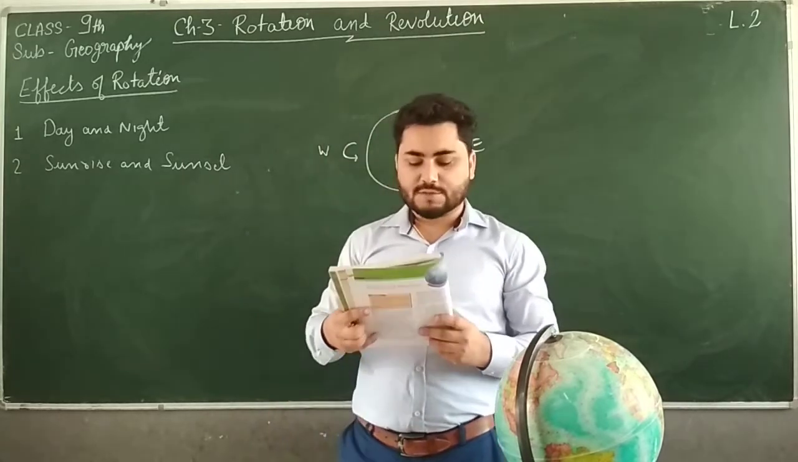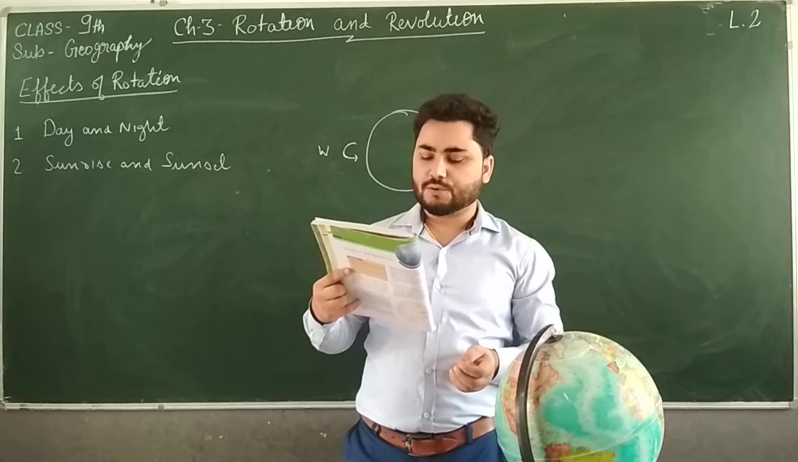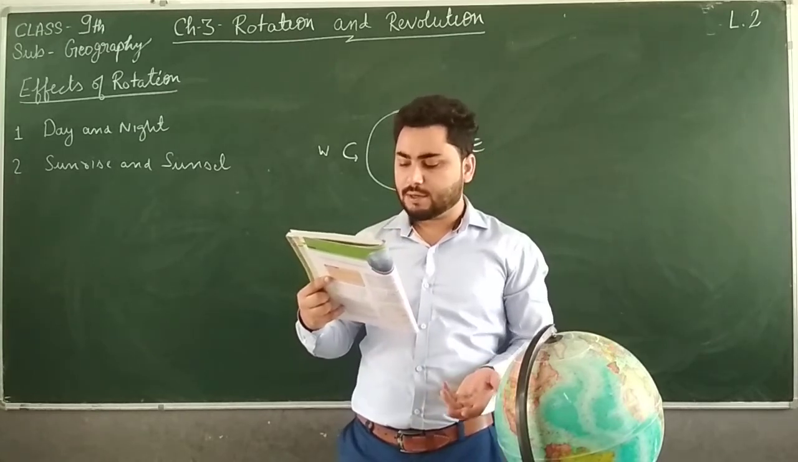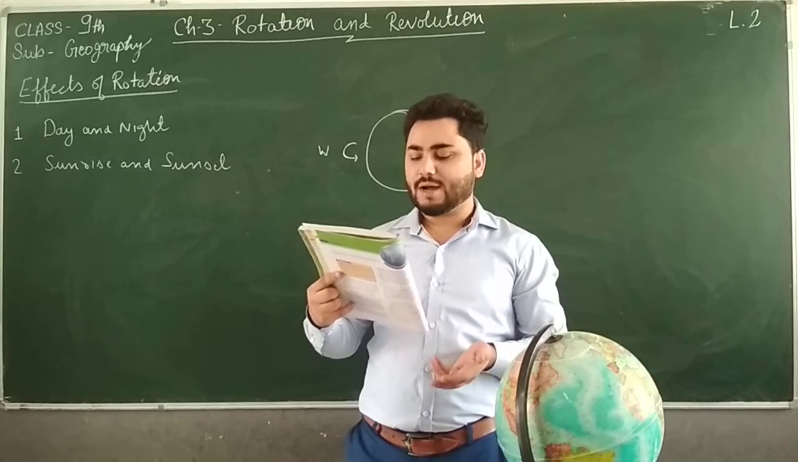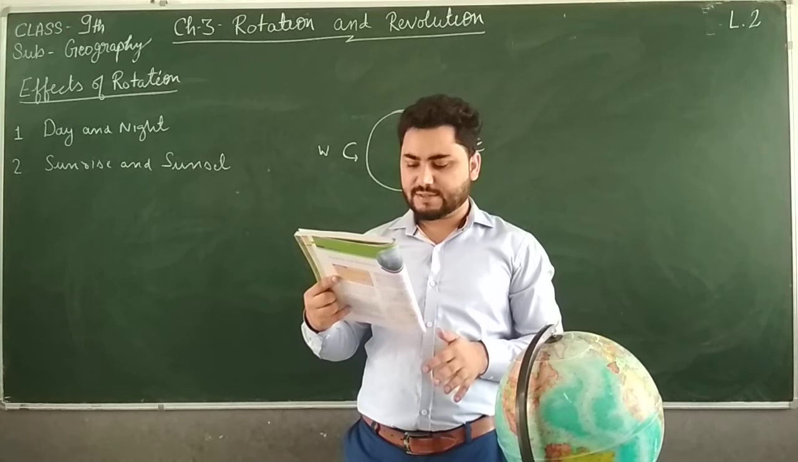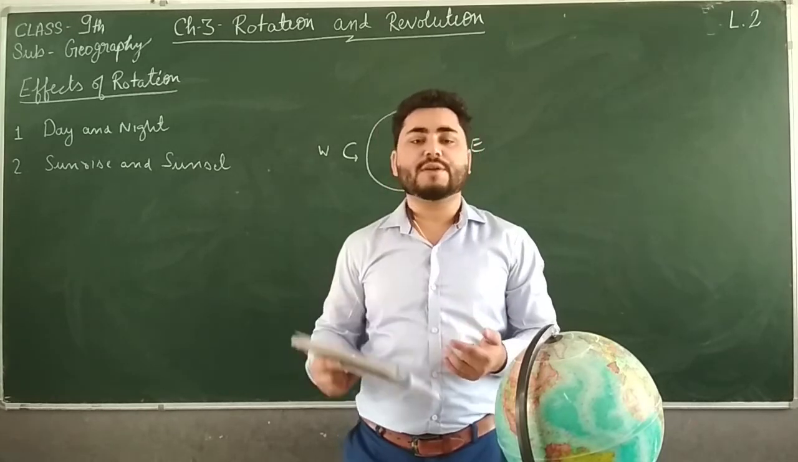Sunrise and sunset are caused by the rotation of the earth from west to east. This happens because, due to the earth's rotation, every part of the earth's surface faces the sun at some time or the other. The part of the earth that moves from darkness into the sun rays experiences sunrise, and when it moves away from the sun rays it experiences sunset.